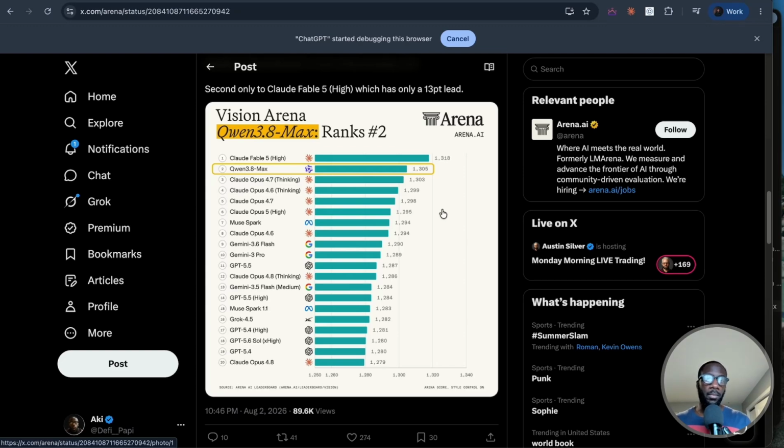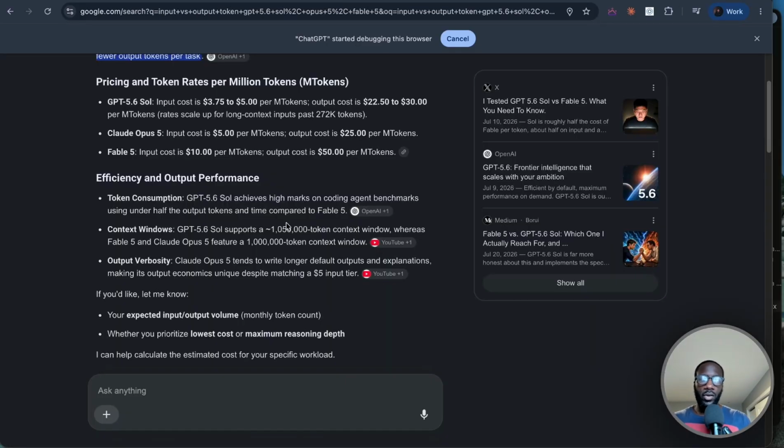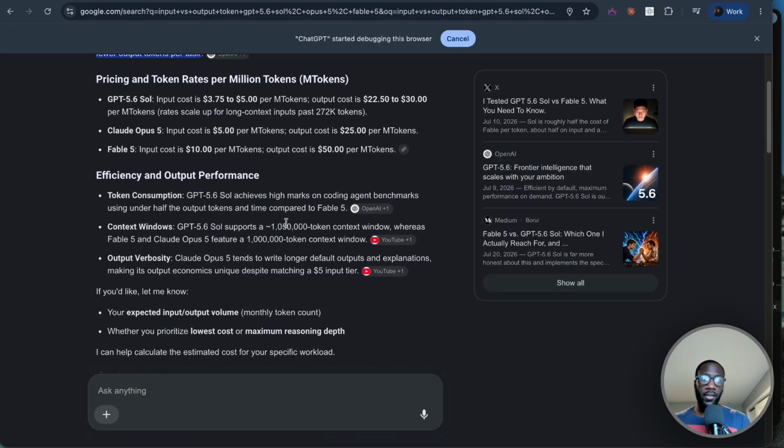Now this is big because the cost to run this model is significantly less than all the other frontier models. So we're looking at $2 per million input tokens, and then $6 per million output tokens. To put that into perspective, GPT 5.6 Sol is $3.75 to $5 per million input tokens. The output cost is almost $30. Opus 5 is 5 for input, 25 for output, and Fable 10 and 50. So you're able to run this model, Qwen 3.8 Max, at a fraction of the cost.